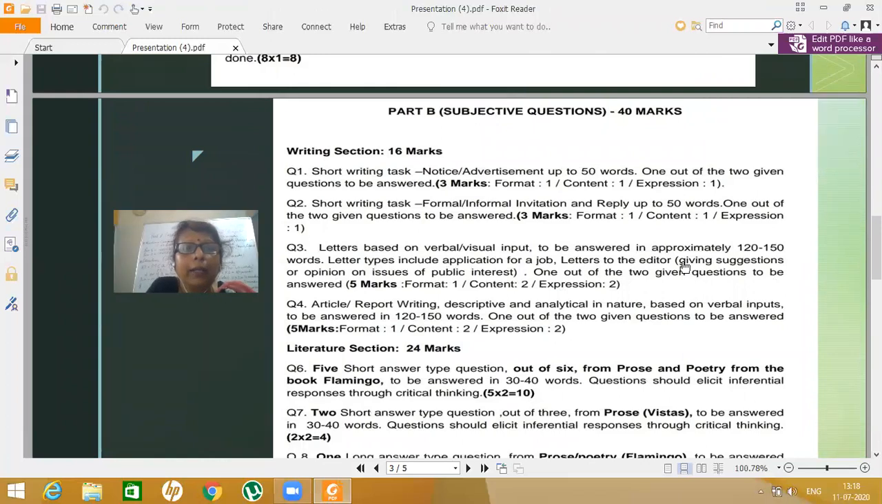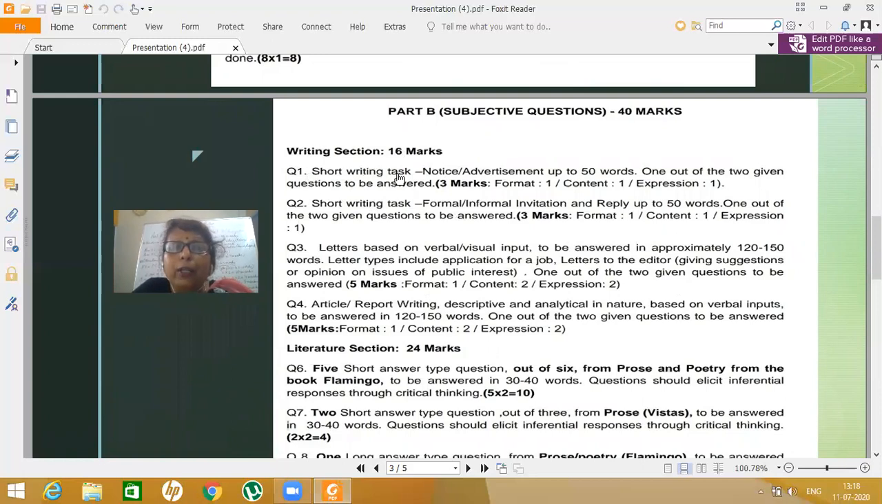Now, see, the writing section will be of 16 marks. In the writing section, you are getting the first question, that will be short writing composition. You remember we used to do short writing composition: notice, advertisement, poster, and invitation, and all were there. But poster has been deleted. Now, the deleted part, I'll come to it later. I'm not discussing that now.